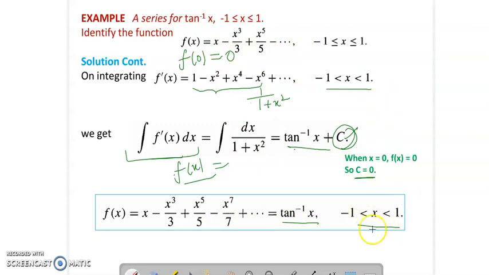So here we have not included the points -1 and 1, but at a later stage, maybe in the next section, we will see that for x equal to -1 and 1 also this series converges. But for now we cannot conclude that. With the help of this term by term differentiation and integration theorem, we can conclude this much.